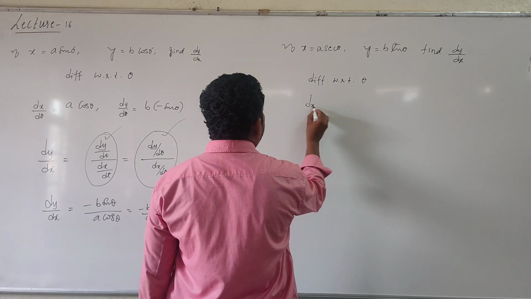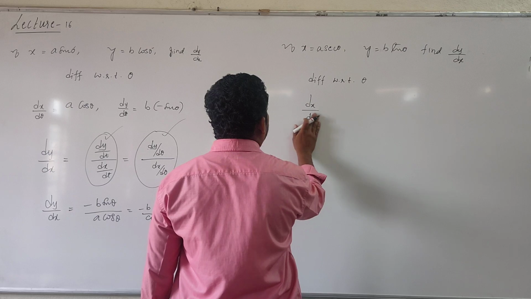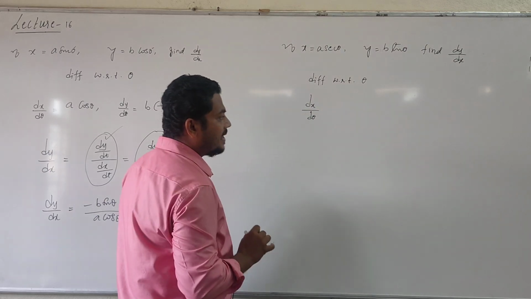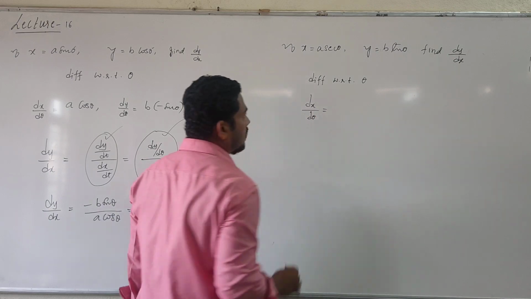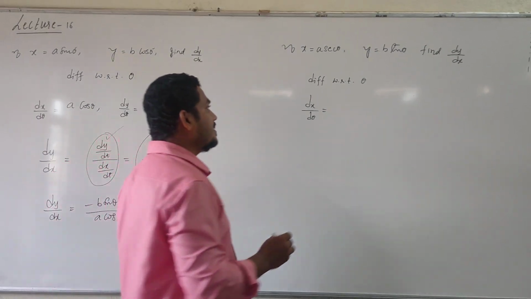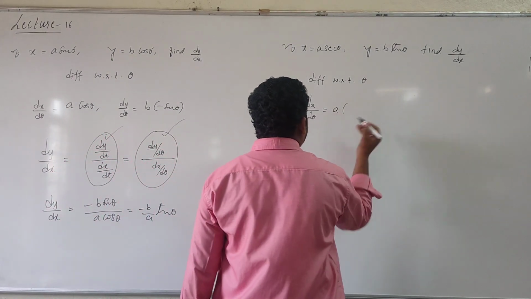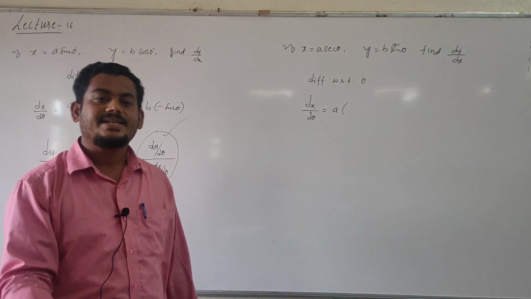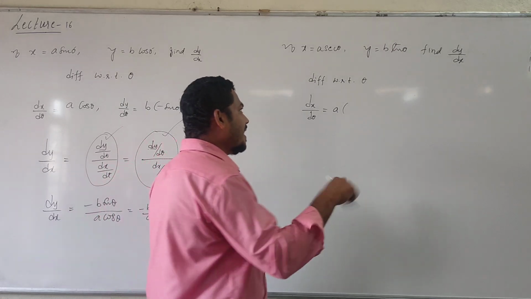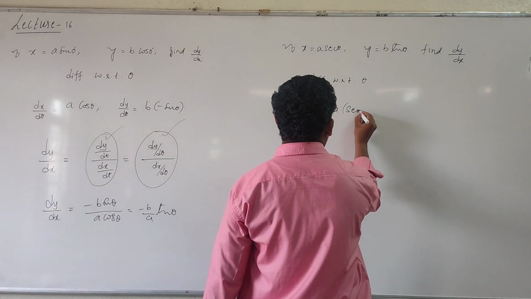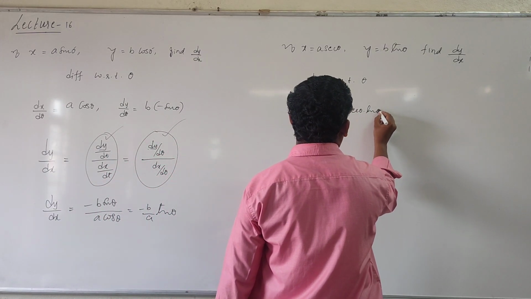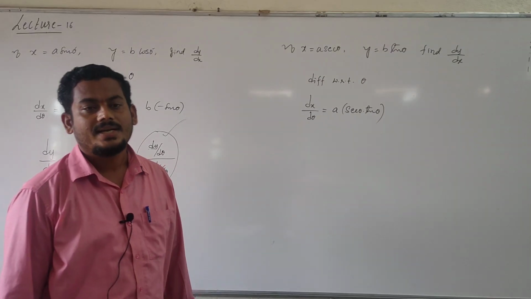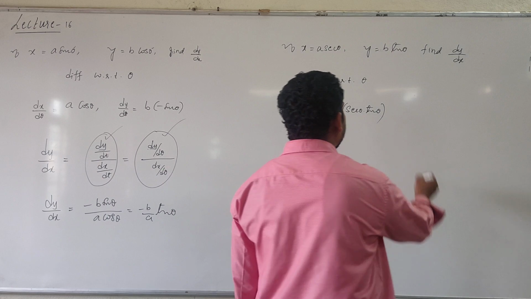Then dx by d theta. Dx by d theta is equal to a constant as it is. What is the secant x differentiation? Secant x differentiation, secant x into tan x. So secant theta differentiation, secant theta into tan theta. It is our dx by d theta.